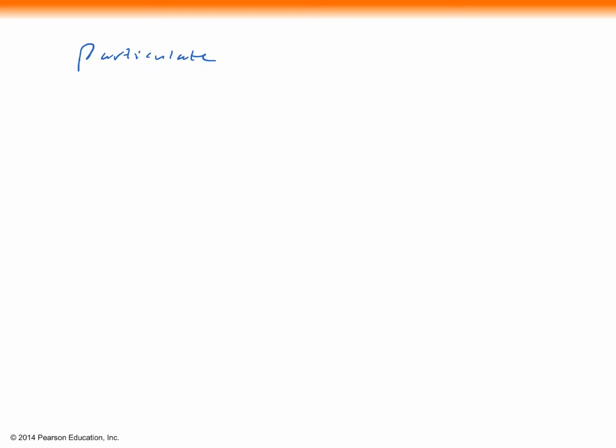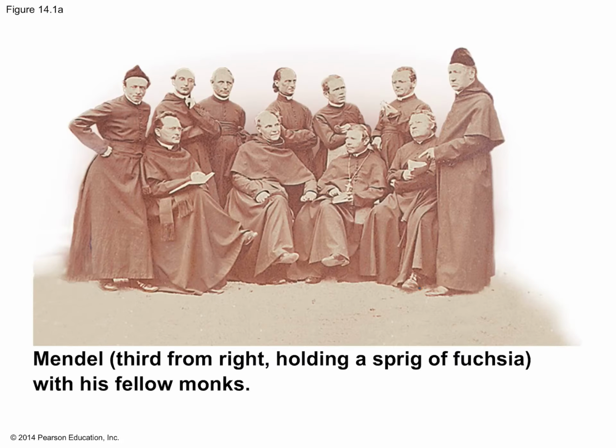Your father's gene on one chromosome, your mother's gene for that same trait on a separate, distinct chromosome. That's the idea behind the particulate hypothesis. And Mendel developed this idea through very, very basic and very simple experiments with garden pea plants.